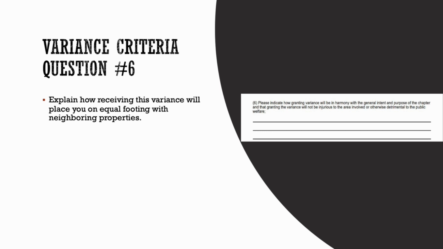Sixth criteria question, please indicate how granting the variance will be in harmony with the general intent and purposes of the chapter, and that granting the variance will not be injurious to the area involved or otherwise detrimental to the public welfare. You'll want to explain how receiving this variance will place you on equal footing with neighboring properties.